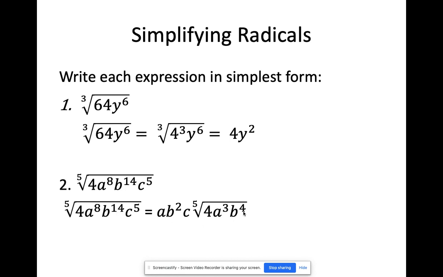Okay? Then the last one, let's go to C. Highest number in C, which is 5, exactly divisible by 5 is 5, the whole thing. So 5 divided by 5, that gives you 1. That's why it's 1C. So you took all of this, so there's nothing left inside. That's why whatever's left inside is the final answer. So you took out A, B squared C times the fifth root of 4, A to the cube, B to the 4. Okay?